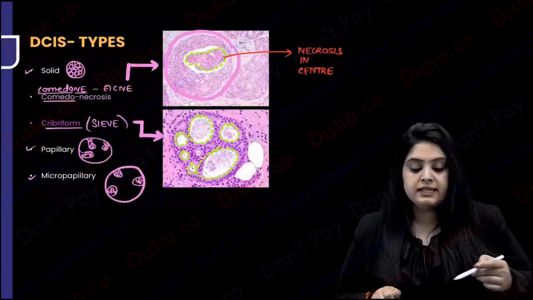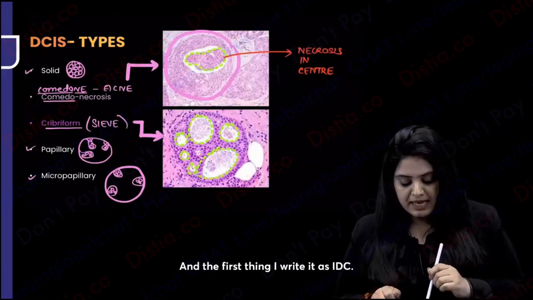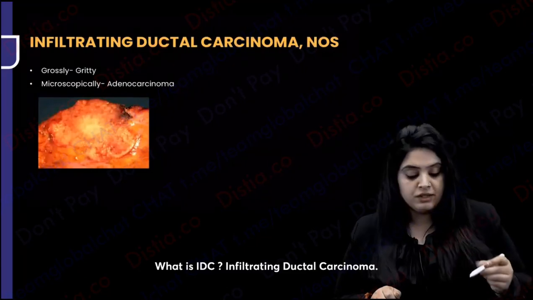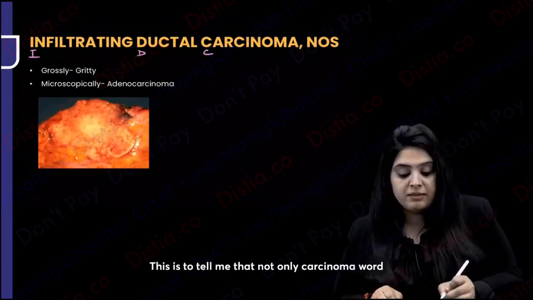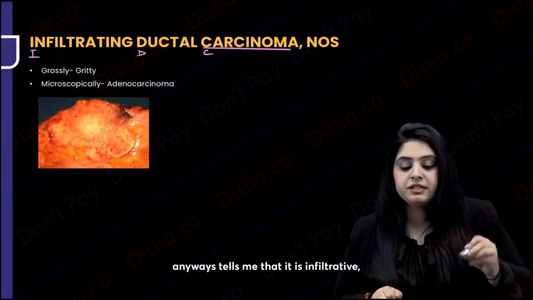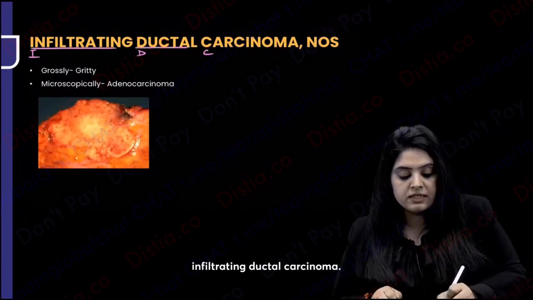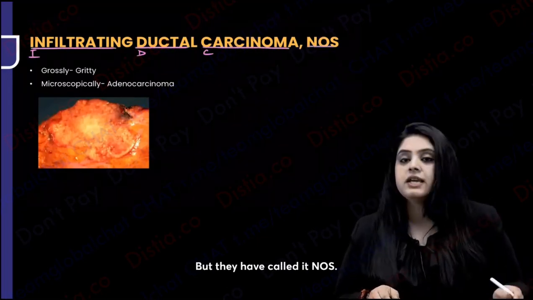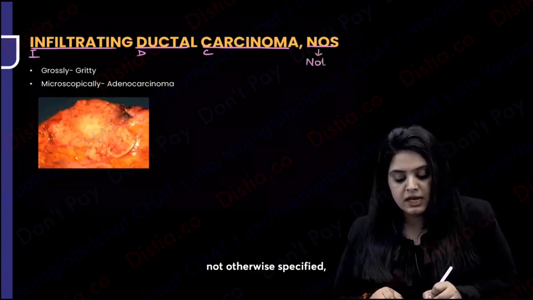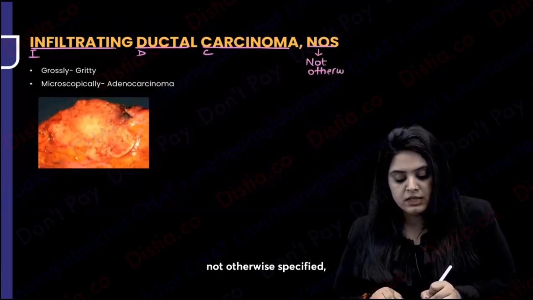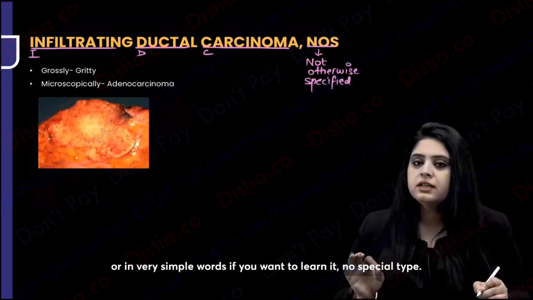Now let's move ahead. Let's go from in situ to cancer, to ductal carcinoma, and the first thing I write is IDC. What is IDC? Infiltrating ductal carcinoma. The word carcinoma anyway tells me it is infiltrating, but they want to be double sure. So they've given you a name called infiltrating ductal carcinoma, but they have called it NOS. What is IDC NOS? NOS means not otherwise specified, or in very simple words, no special type.